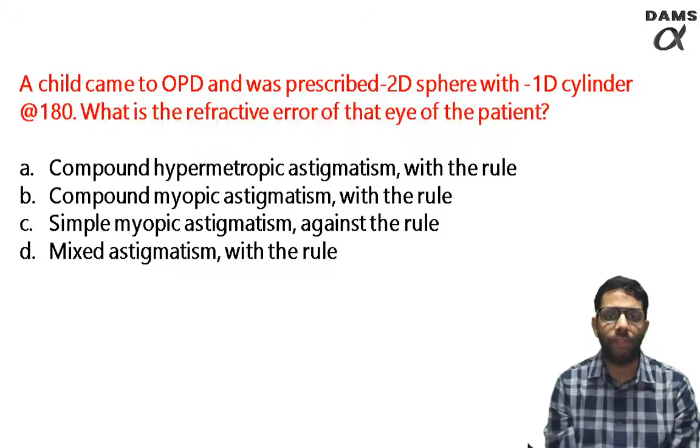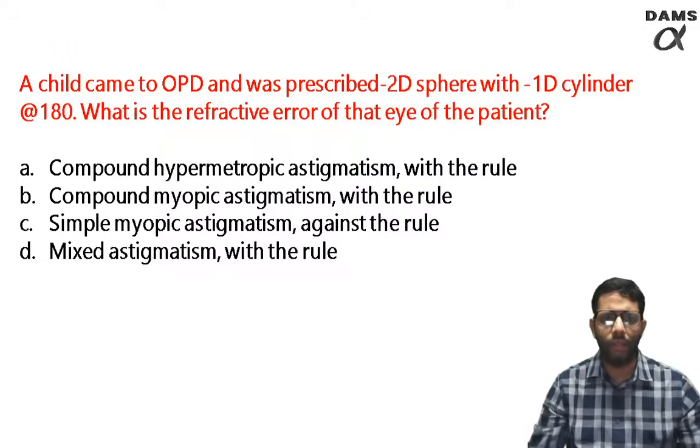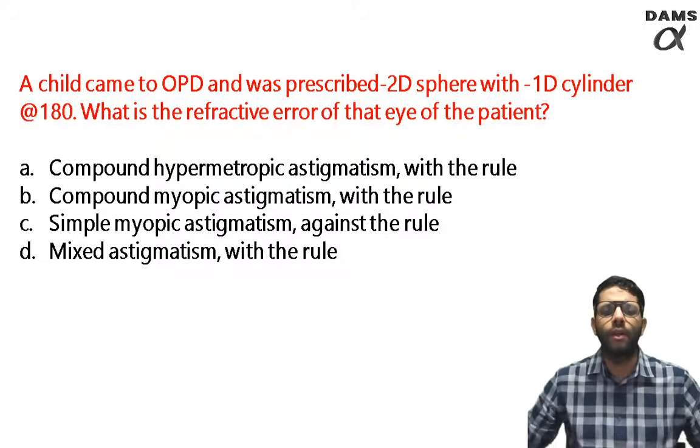Now a child comes to OPD with a prescription of -2 diopter spherical with -1 cylinder at 180. What is the refractive error of this patient? Let us do this question without pen and paper.